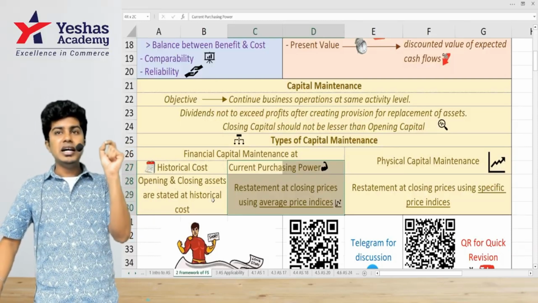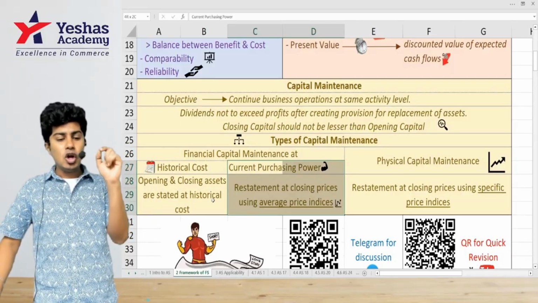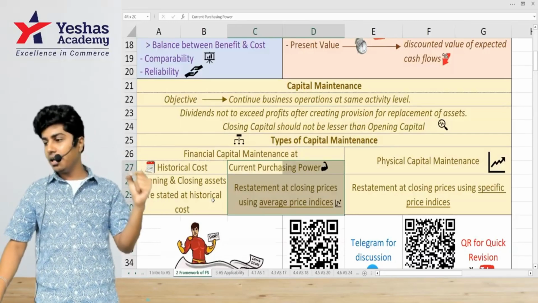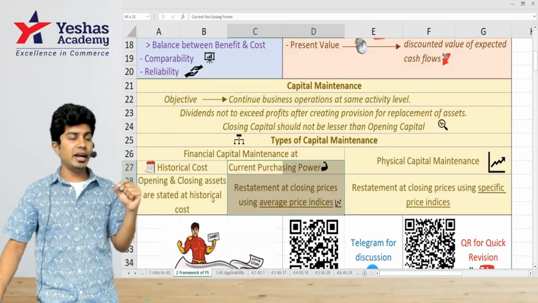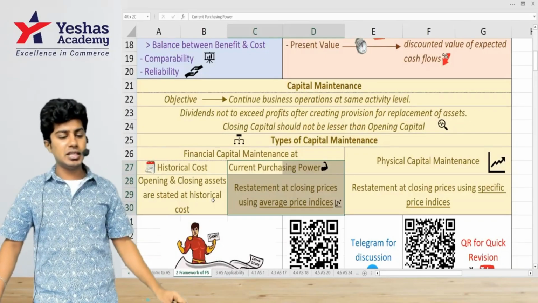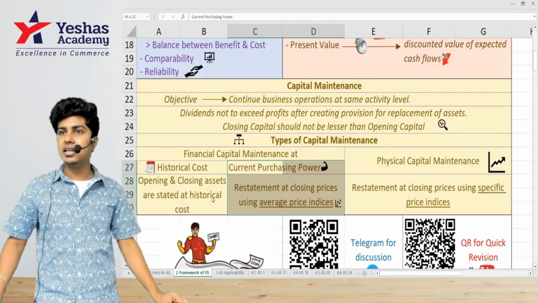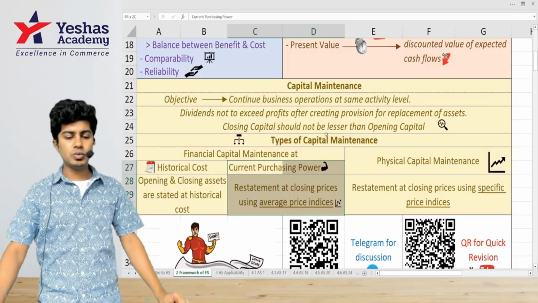Current purchasing power: restatement at closing prices using average price indices. Everybody got this? Then look at the next one.